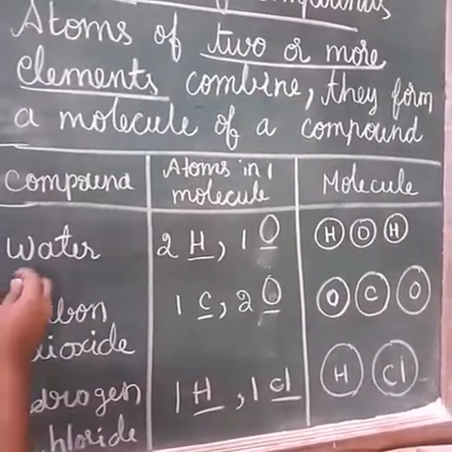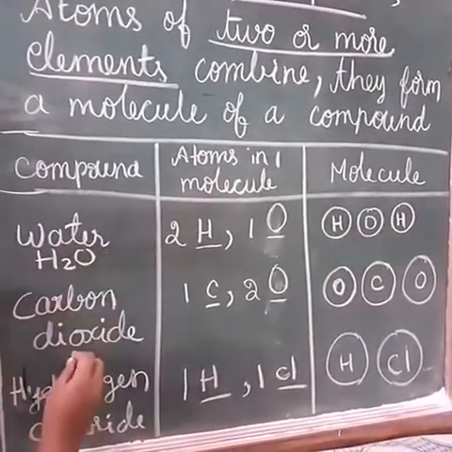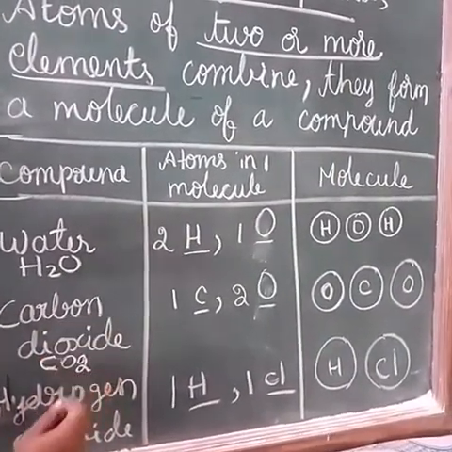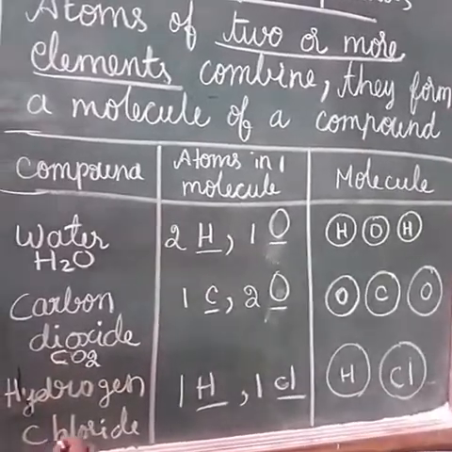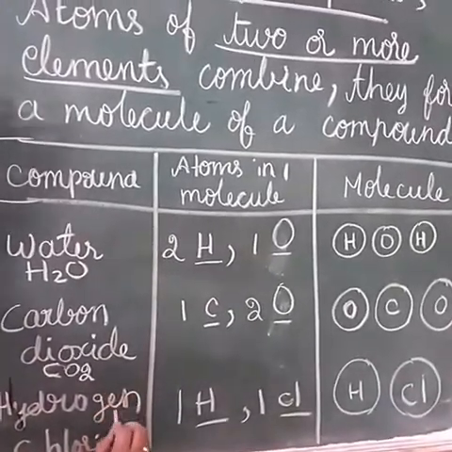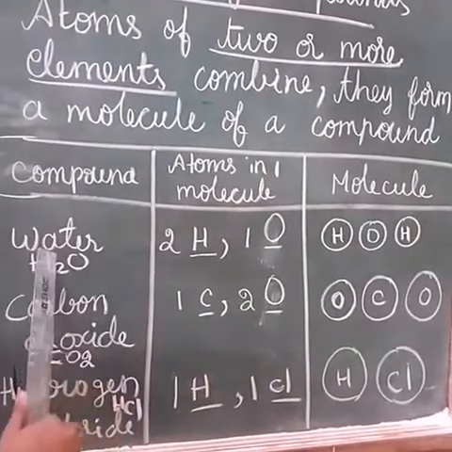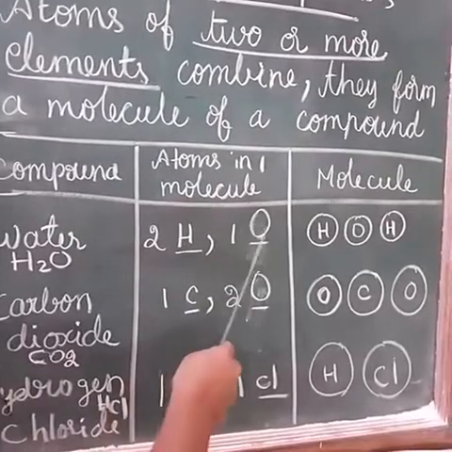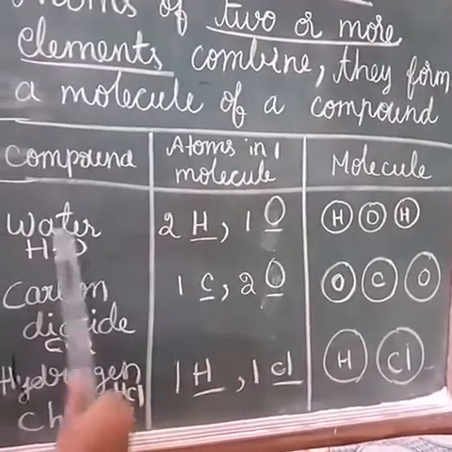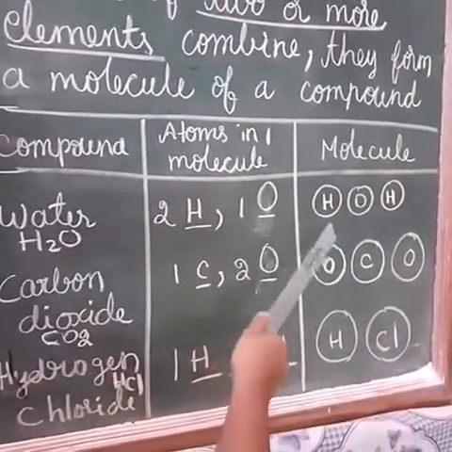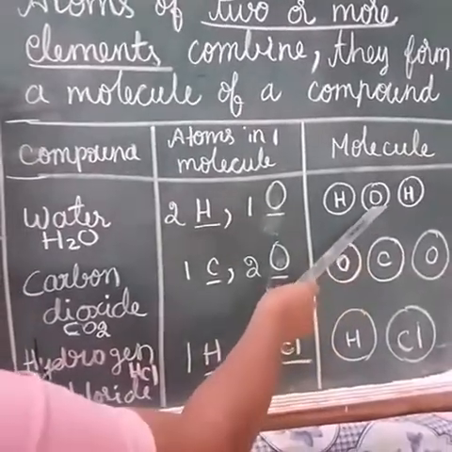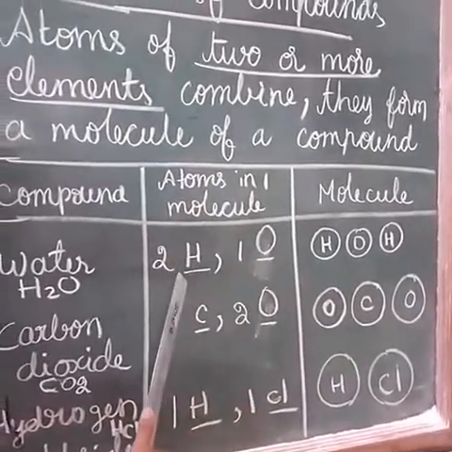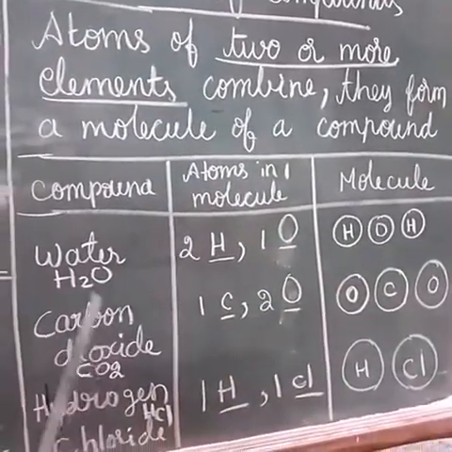What is the chemical formula of water? H2O. Carbon dioxide, CO2. Hydrogen chloride, that is HCl. The water molecule is formed by the combination of two atoms of hydrogen with one atom of oxygen. How many elements are present here? Two elements.